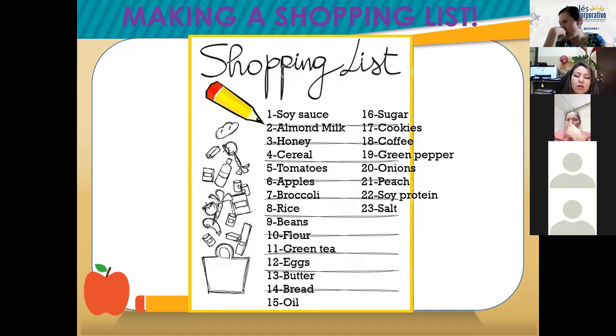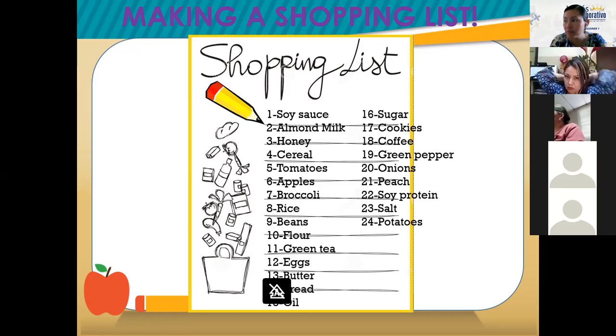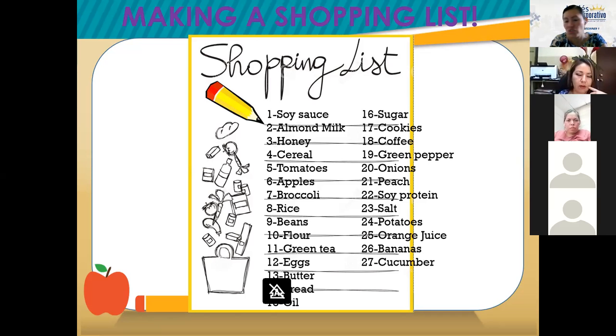What else, guys? ¿Qué más? ¿De comida? Potato. ¿Qué más me dijeron, perdón? Orange juice. Muy bien. Bananas. Cucumber, okay. Banana. Chocolate.